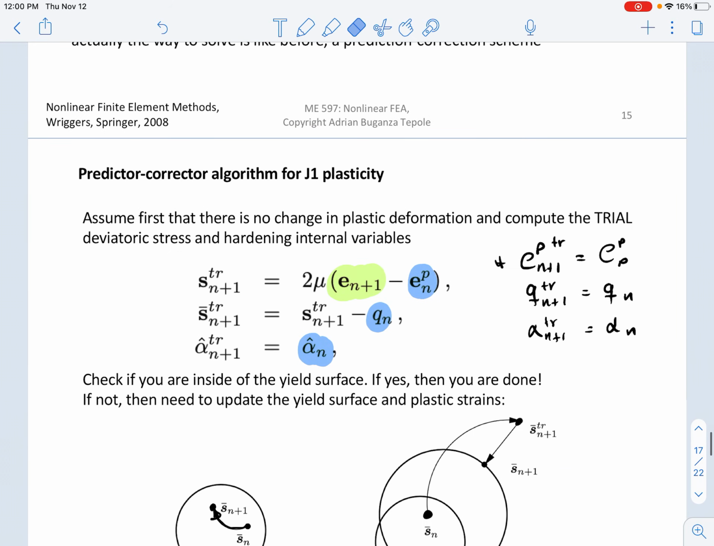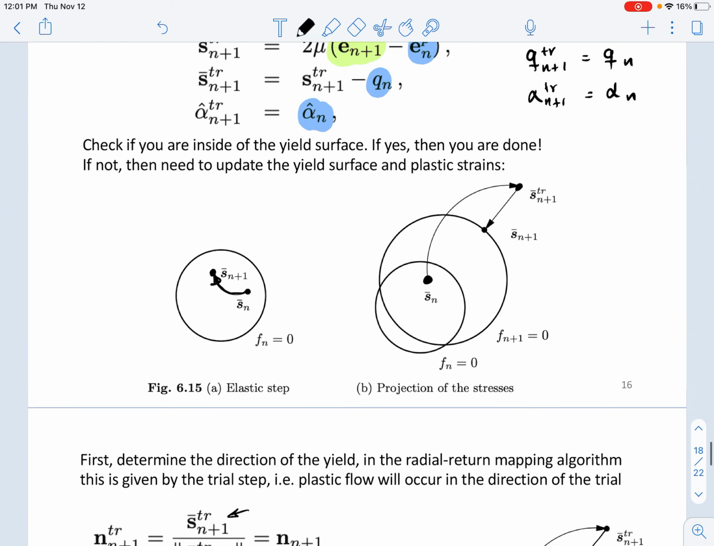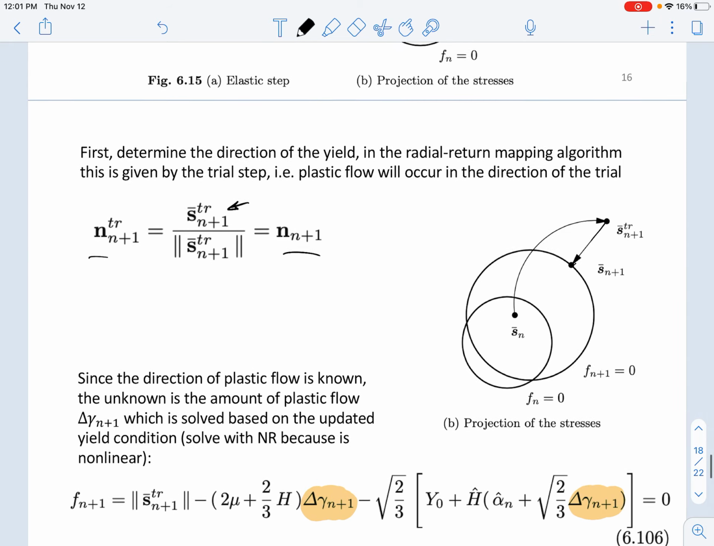So again, you start with your current guess. This comes from your global Newton-Raphson iterations. You have a guess for the total strains. Based on that, assuming that the plastic terms don't change, compute these trial stresses, see if you are inside of the yield surface, then that's it. You take the trial because there's no plasticity. You don't need to update any of the plastic stuff. And then if not, then you need to project your stress trial back to your new yield surface. And the direction of plastic flow is given actually by that trial. So that gives you already your direction of plastic flow.